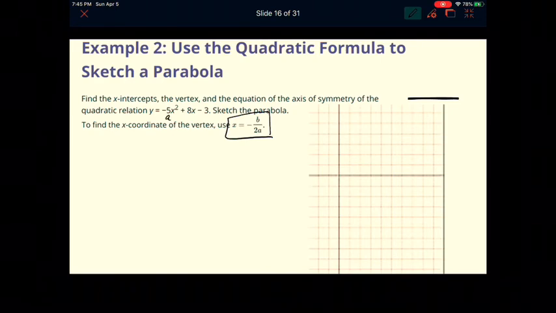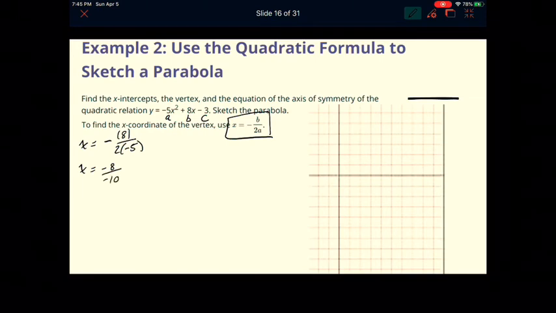So we get a, b, c. So x equals negative b. B is 8, over 2 times a, which is negative 5. So we end up with negative 8 divided by negative 10. We end up with 4/5, positive because those two cancel each other out. So it's not that far off.